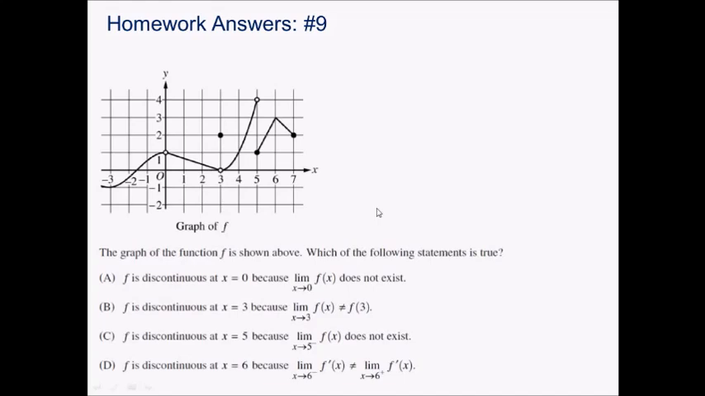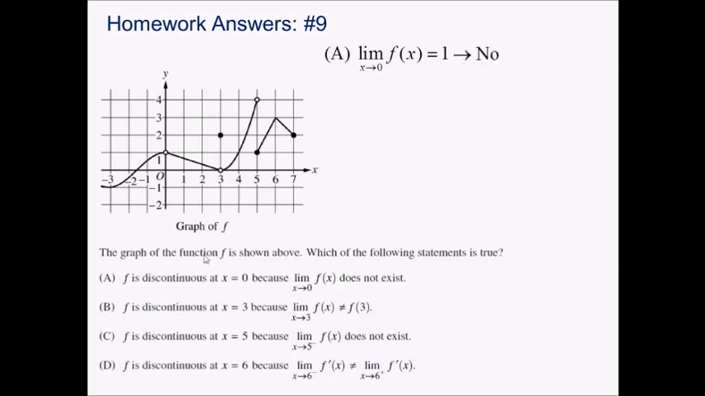On this problem, we're given the graph of f, and we want to know which statement is true. So let's just go through them and eliminate what we can. Statement A, f is discontinuous at x equals 0, which is right here, because the limit as x approaches 0 does not exist. Well, the limit as you come from the left and the right, we are heading toward the same y value. That's 1 for our y value that we're heading towards. So the two-sided limit then does exist. It's 1. So this is a no for answer choice A.